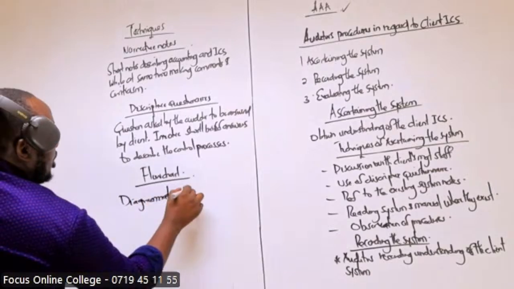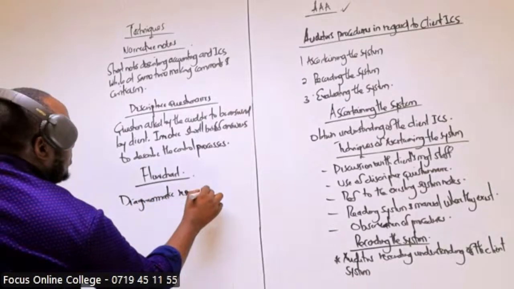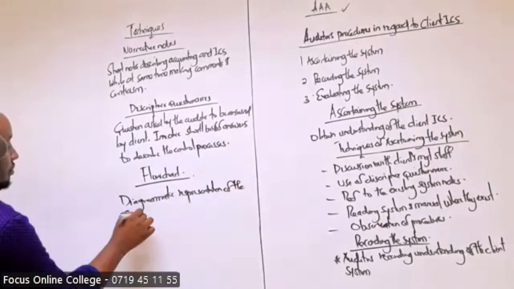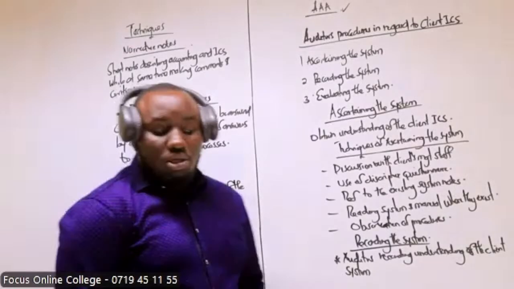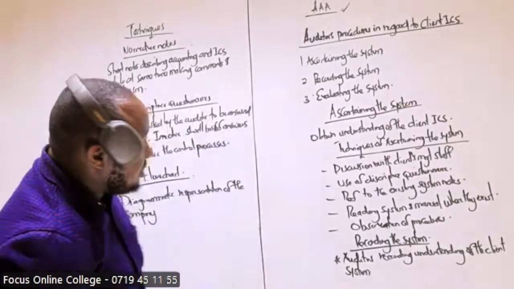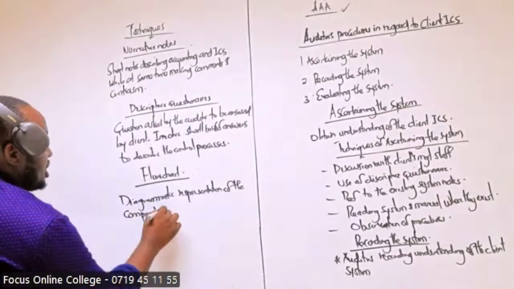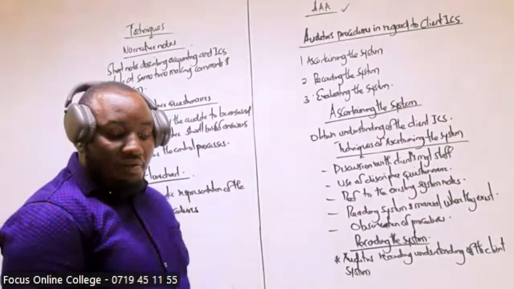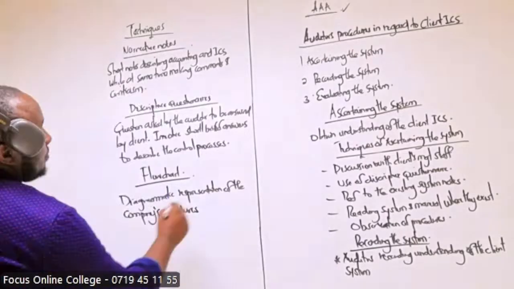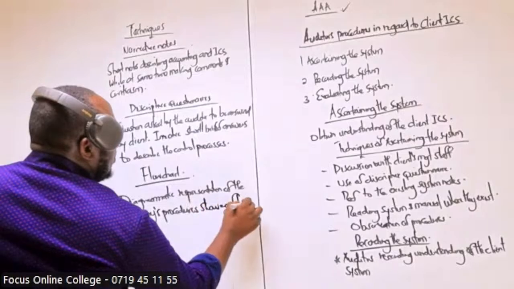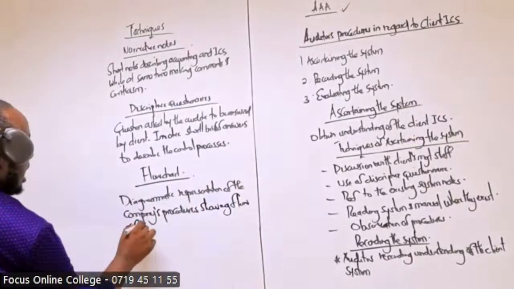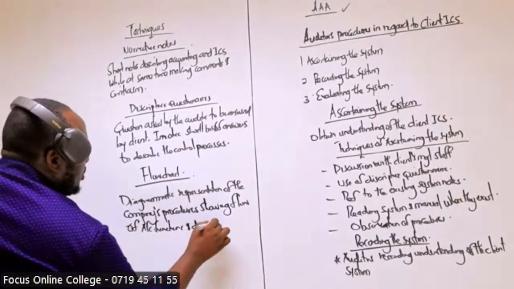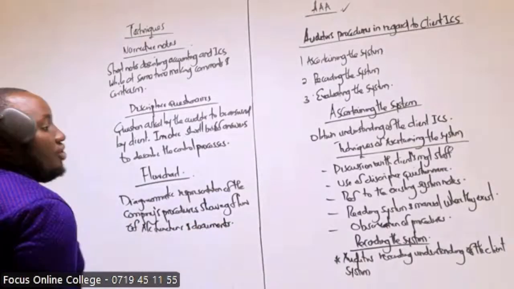A flowchart is a diagrammatic representation of the company's procedures, showing the flow of accounting functions and documents. Showing what we call the flow of accounting functions, but at the same time documents.